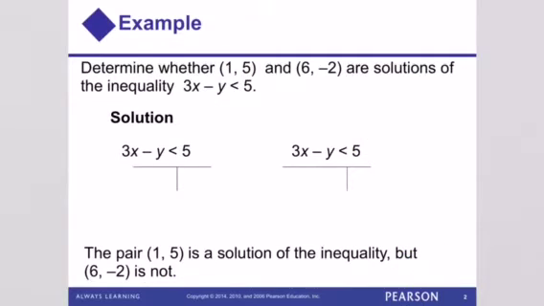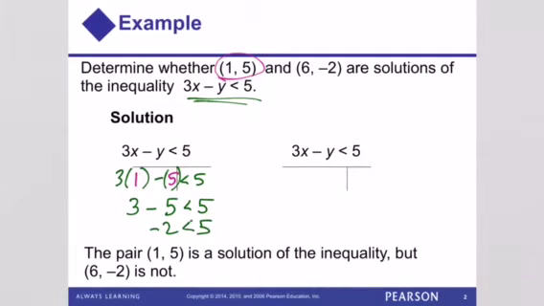The first thing we want to know how to do is determine whether points are solutions of an inequality. We do this in the same way as we did it for equations. We take the inequality and we plug in the values. So if we're going to try 1 and 5, then we plug in 1 for x and 5 for y, and then we solve it. So we get 3 times 1 minus 5 is less than 5. 3 minus 5 is negative 2, and that is indeed less than 5. So 1, 5 is a solution.